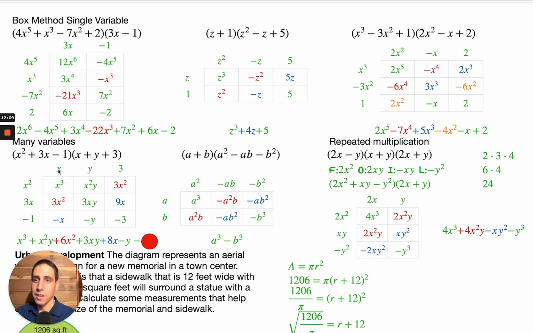Negative 1 times x is negative x. Negative 1 times y is negative y. Negative 1 times 3 is negative 3. So you can see here it's kind of harder to spot the terms that are like terms, but the red ones happen to be quadratic, and the blue ones happen to be linear. So I'm going to add those up. 3 plus 3 is 6. 9 minus 1 is 8.